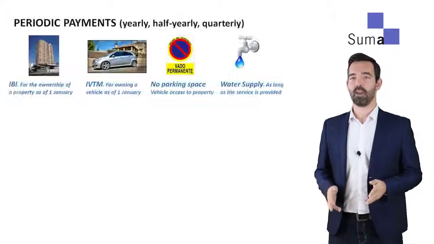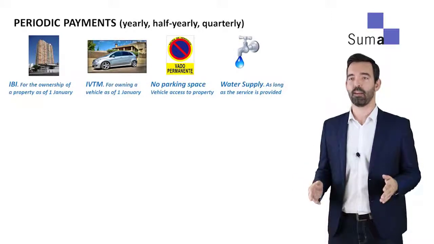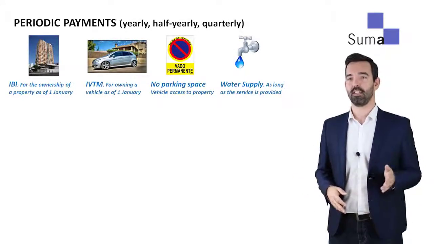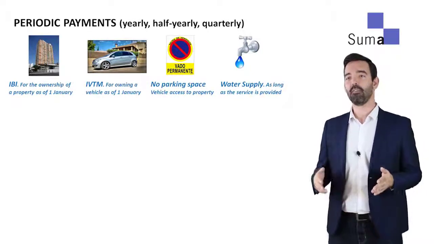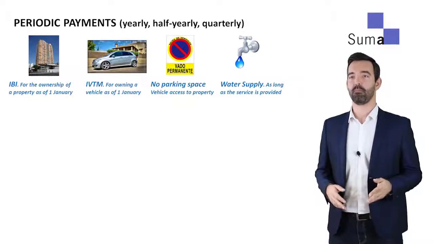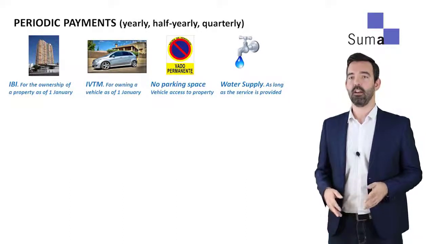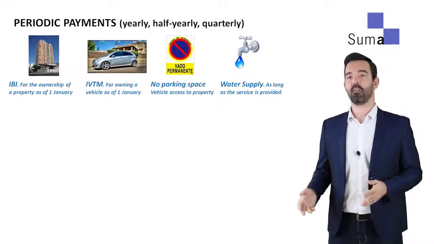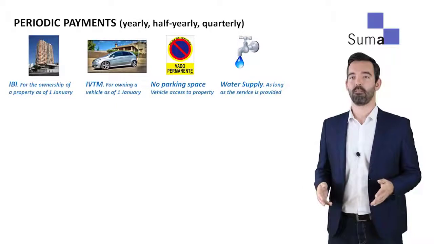A bill is always associated with a periodic payment which is notified collectively to a large number of taxpayers. The payment is published in the Provincial Official Gazette and it can be yearly, half-yearly or quarterly. And it's periodic because it's paid every year as long as the cause for paying it remains valid. That's to say, as long as you still have a vehicle, you are the owner of a house, etc.